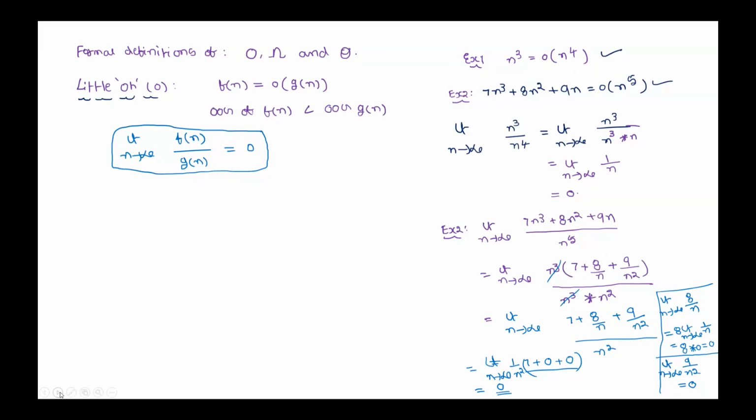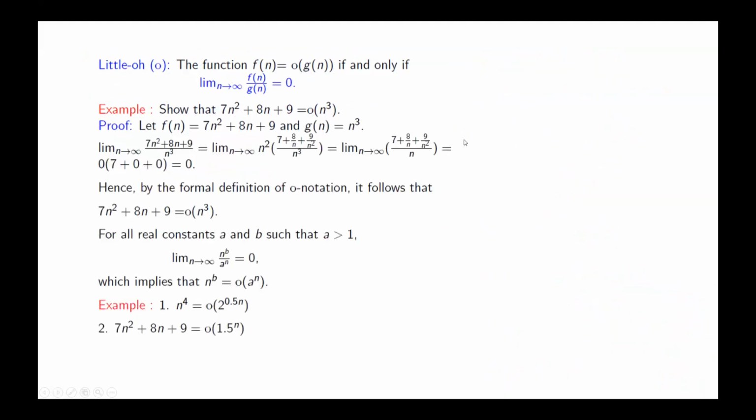The function f of n is little o of g of n if and only if limit n tends to infinity of f of n by g of n is 0. This is similar to that, the same kind of example. Here we were able to show that f of n by g of n is 0. This is f of n, this is g of n. Same procedure. Hence, by the formal definition, we conclude that 7n square plus 8n plus 9 is little o of n cube.